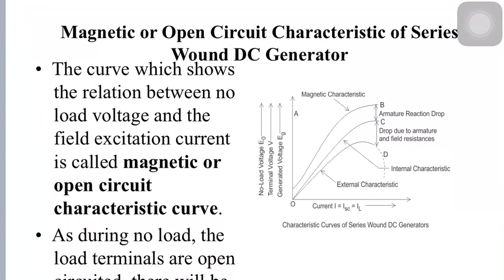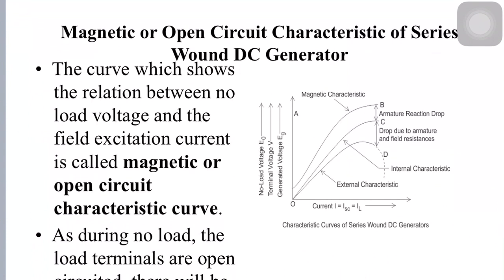In a series wound DC generator, the field and armature are connected in series. The curve which shows the relation between no load voltage and the field excitation current is called the magnetic or open circuit characteristics curve. During no load, the load terminals are open circuited. As we know, the armature and field are connected in series, and the load is also connected in series. These three are connected in series, so that they form a closed loop.